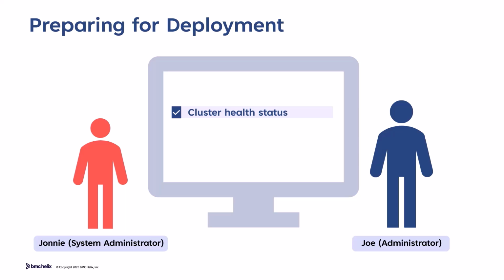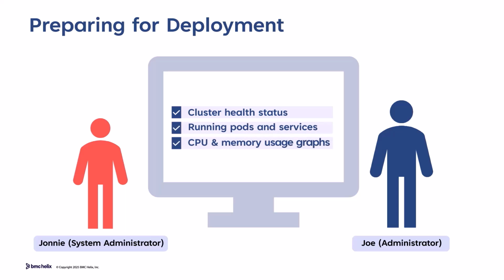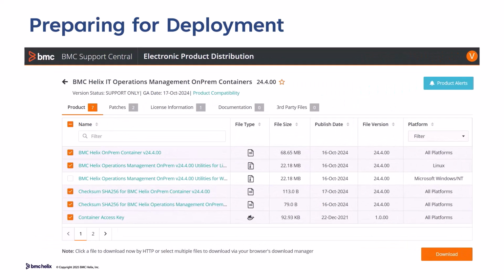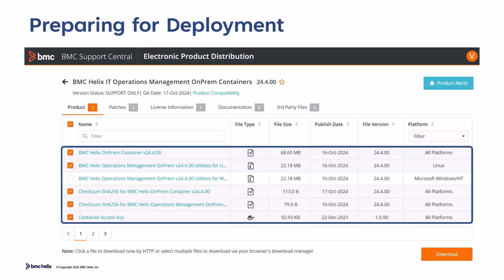Next, we prepare for deployment. We need to ensure Kubernetes is operational, install required dependencies like Helm and Kubectl, download the latest deployment package from BMC Electronic Product Distribution, EPD, and validate cluster settings.